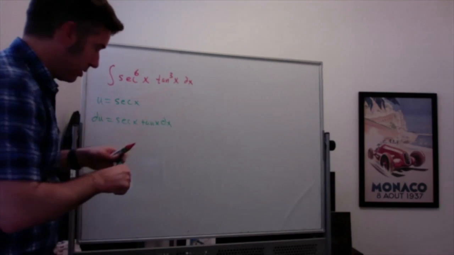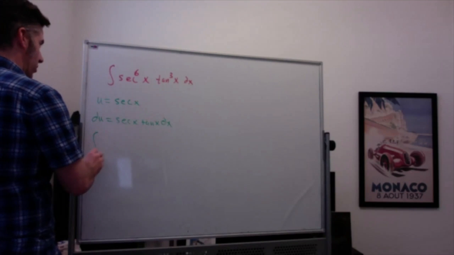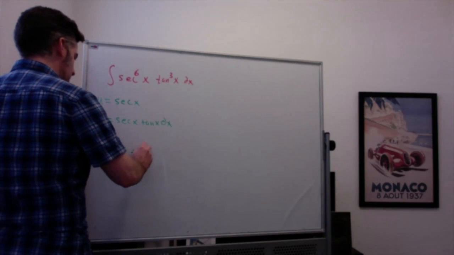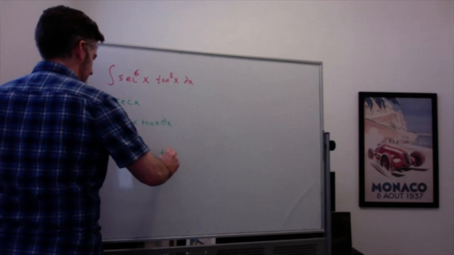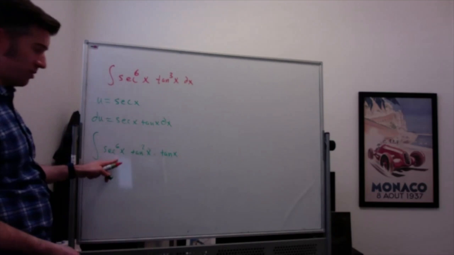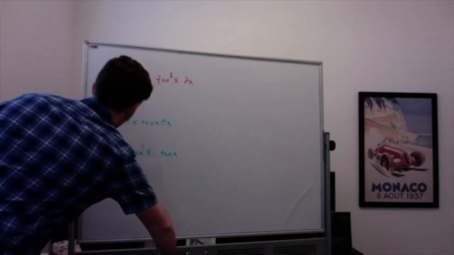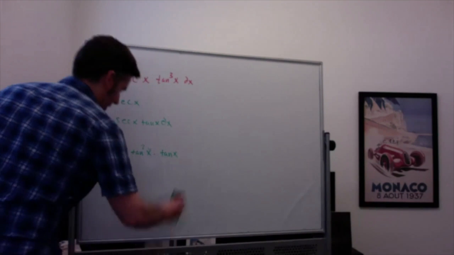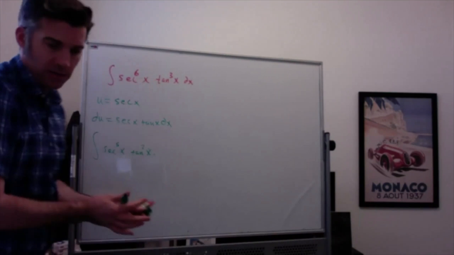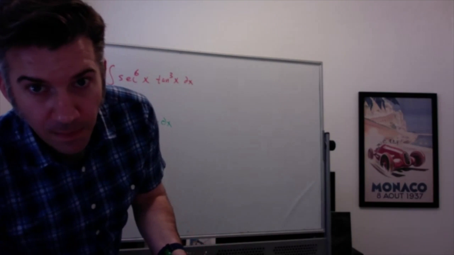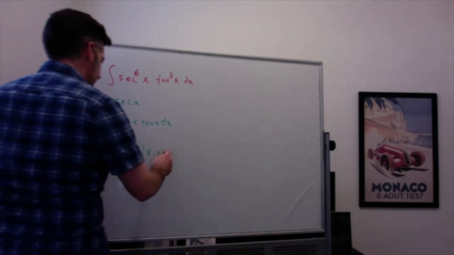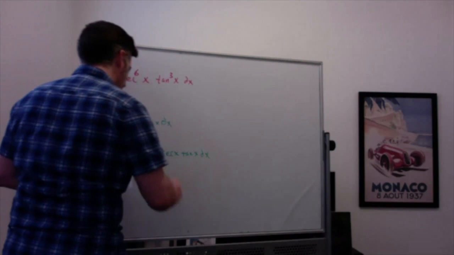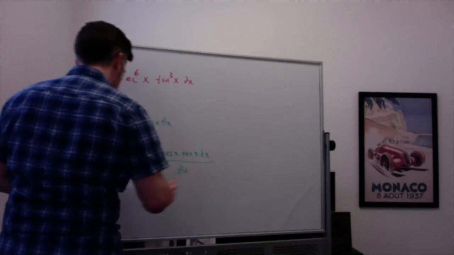So we would write this as the integral of secant to the sixth x tangent squared x times tangent x. Oops, no, I wouldn't. I would also pull out the secant x from here. I'd write this as secant to the fifth x times tangent squared x times secant x tangent x dx. And then there is your du.